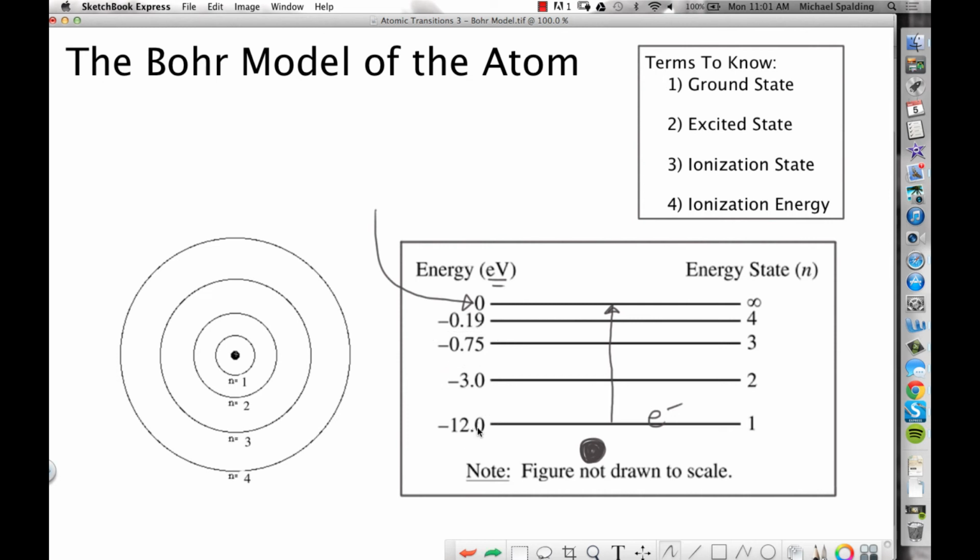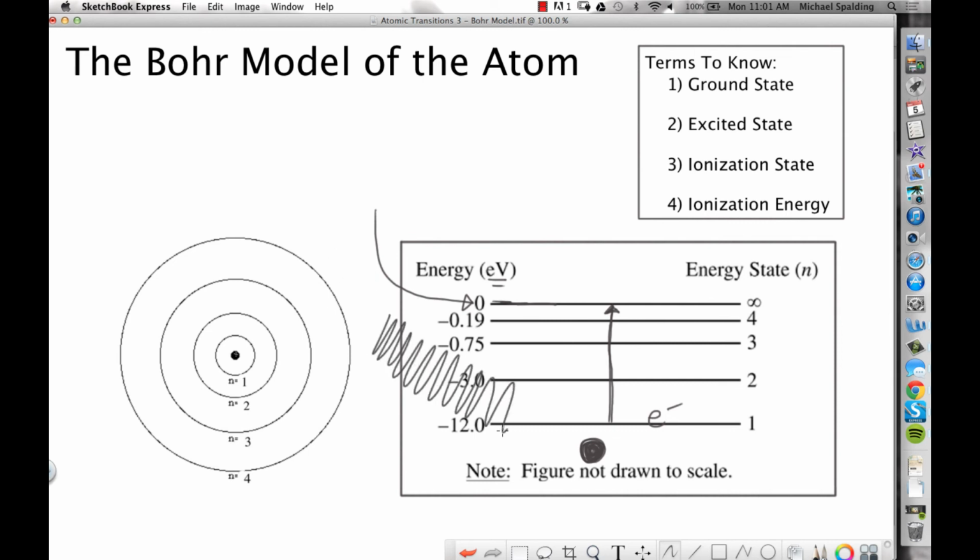When I take my coffee cup and move it away from the Earth, the energy gets greater. Now, specifically, for this diagram, how much energy would be required to ionize this atom? To take this electron from the ground state and move it all the way up to the ionization state, how much energy would we need to add?